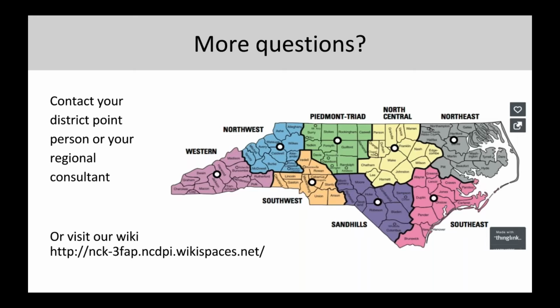The address for our statewide wiki is on this last slide, NC-K-3 FAP, and that's where you can find that self-reflection tool and a whole lot of other resources about continuing to use the formative assessment process beyond the 60th day. You can certainly contact your district point person or your regional consultant if you have more questions about the material and the information that we've presented today. We also have a few minutes now to respond to some questions that you may have.